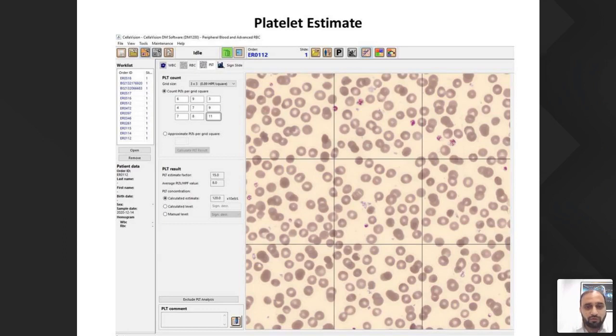In comparison to manual microscopy, this is faster, and we are truly counting 9 fields and not just putting an estimate on. Yeah, we can see almost 8 to 10 platelets per field, and then we put it out as an average. We actually count 9 fields, it doesn't take much time, and we are sure that we are giving the correct platelet count.